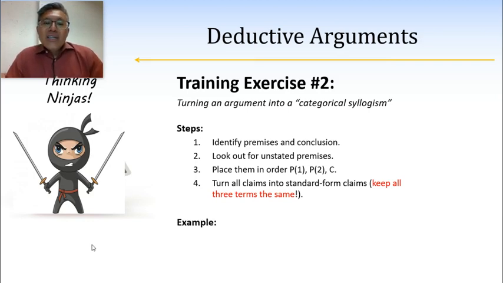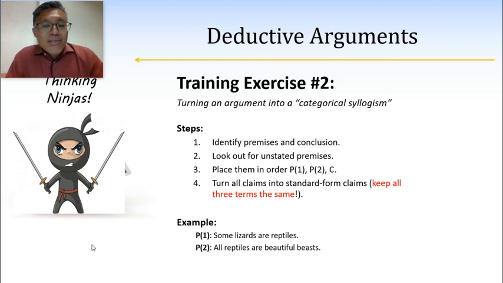Here is an example that we had last time of a categorical syllogism. Premise number one, some lizards are reptiles. So we have two categories there, right? We have a category of lizards and we have a category of reptiles. Second premise, all reptiles are beautiful beasts.